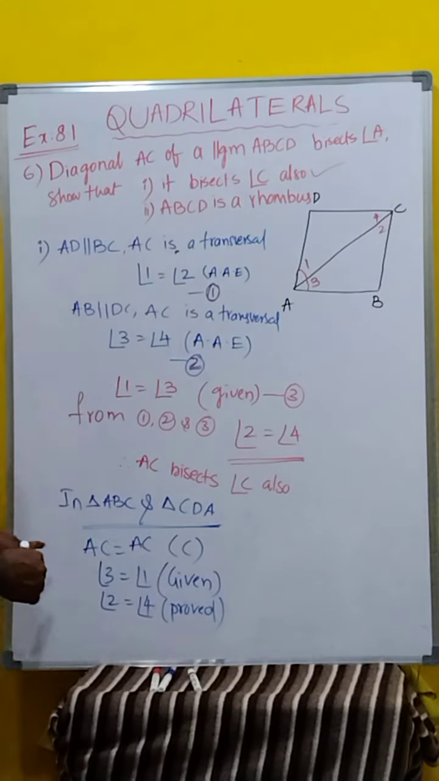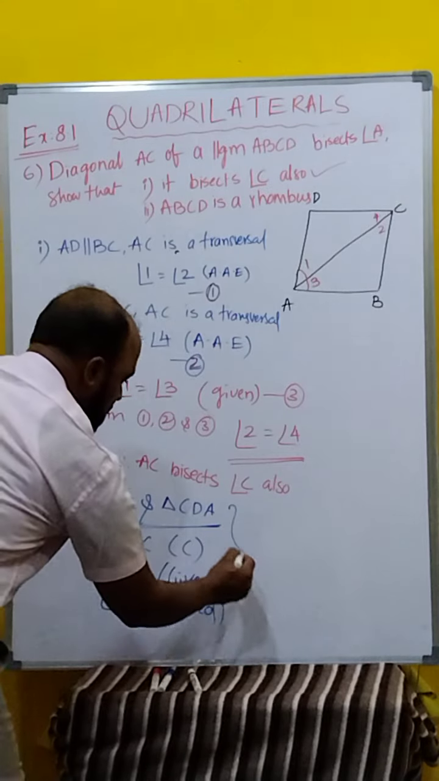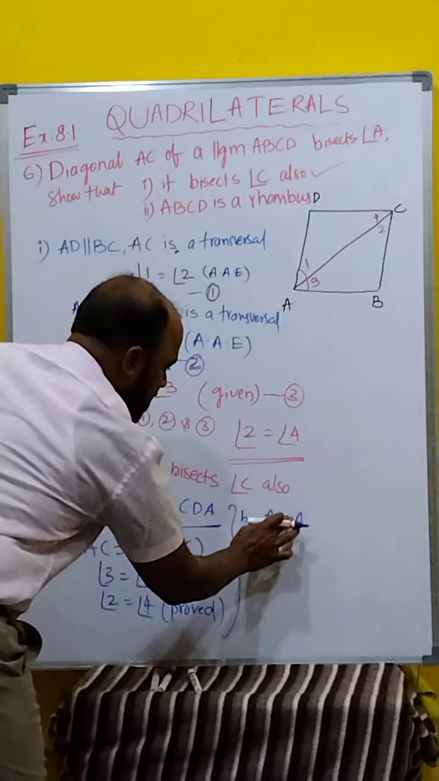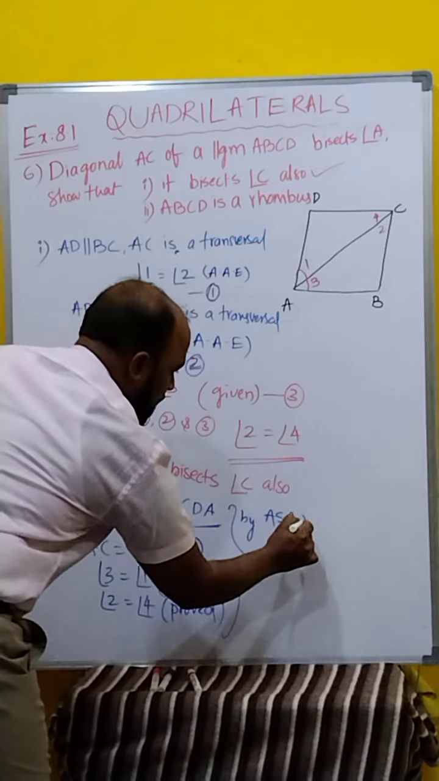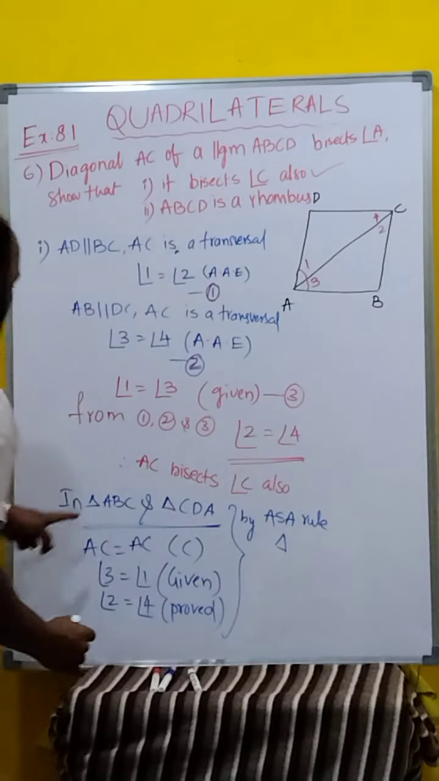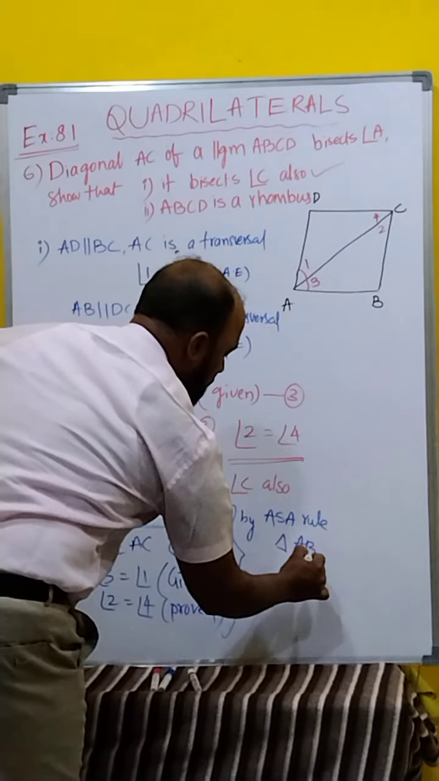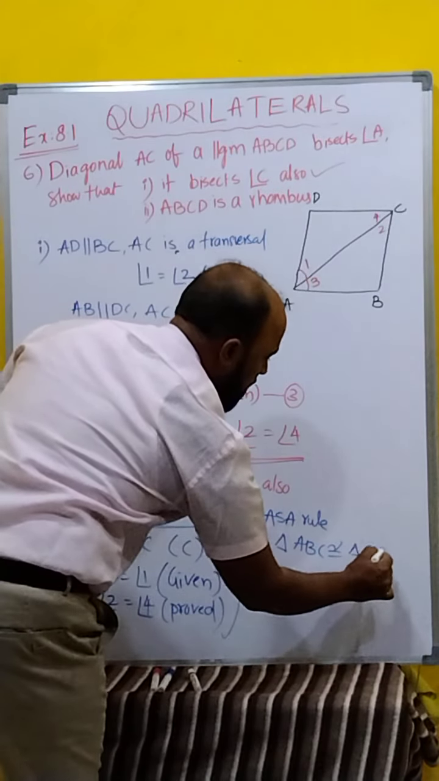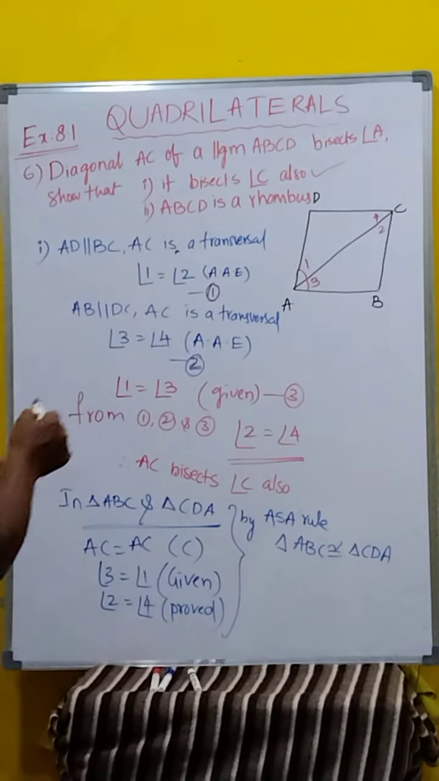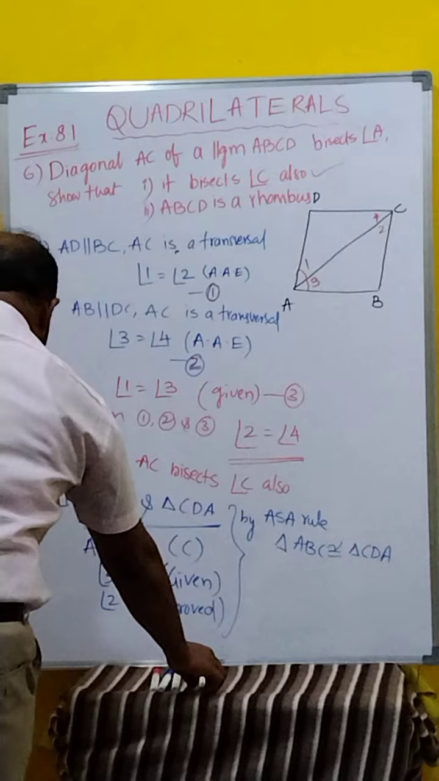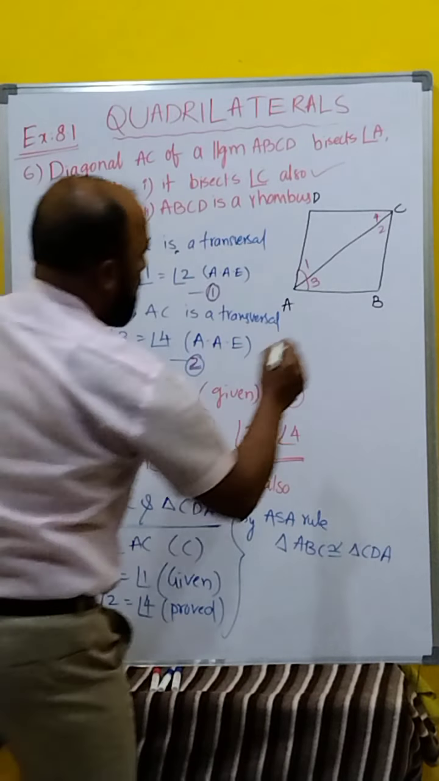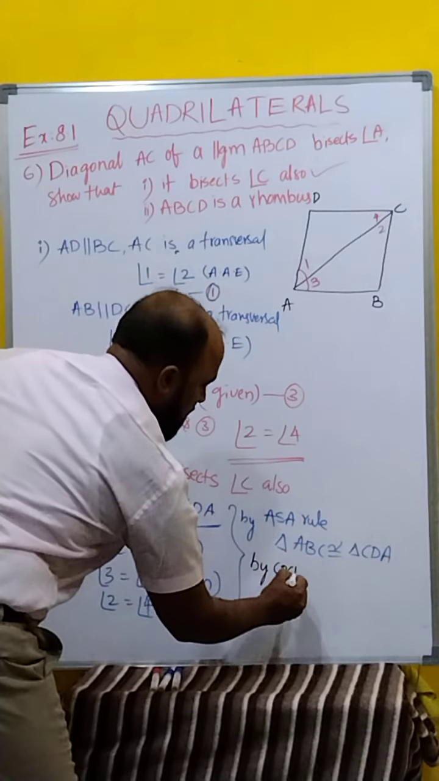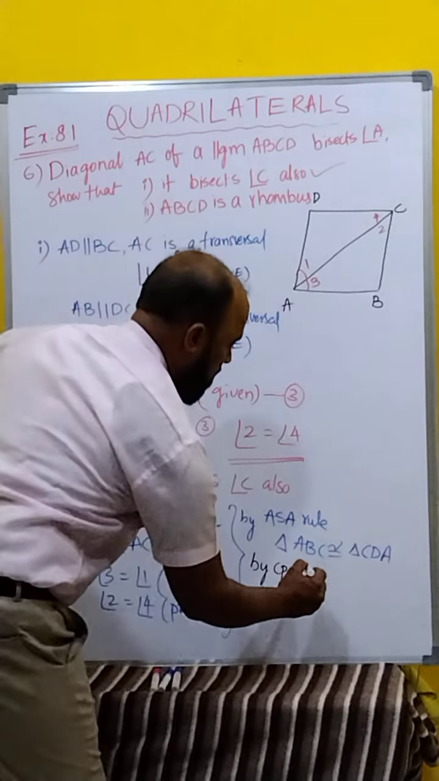What rule is working here? ASA rule. By ASA rule, triangle ABC is congruent to triangle CDA. Yes, these two triangles are congruent. If two triangles are congruent, then by CPCT, BC is equal to DC.